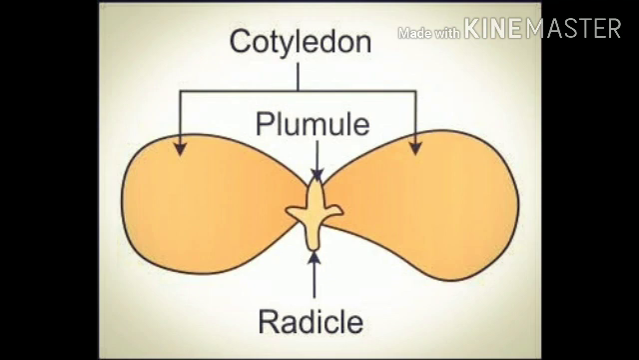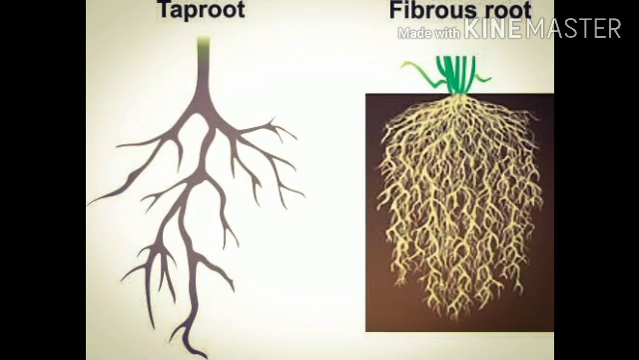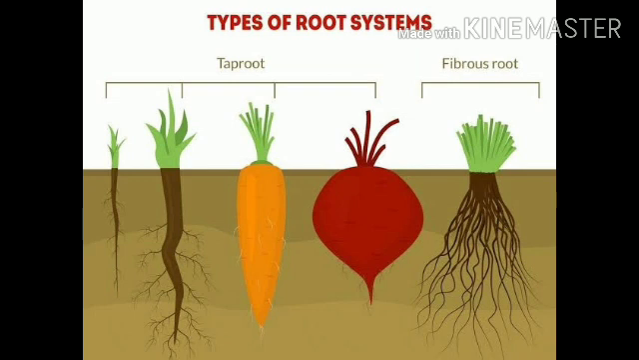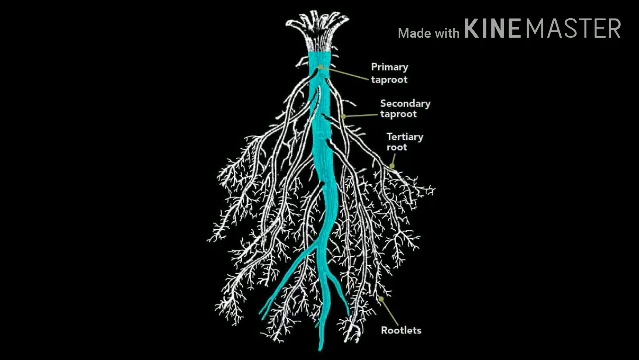There are mainly 2 types of roots. They are taproot and fibrous root. So let us begin with the taproot system. Taproot system is commonly found in dicot plants such as mustard, rose, etc.